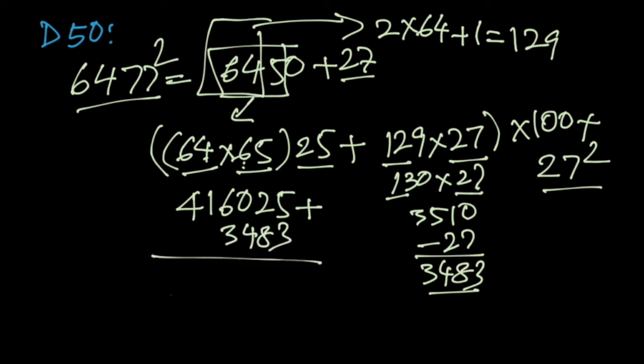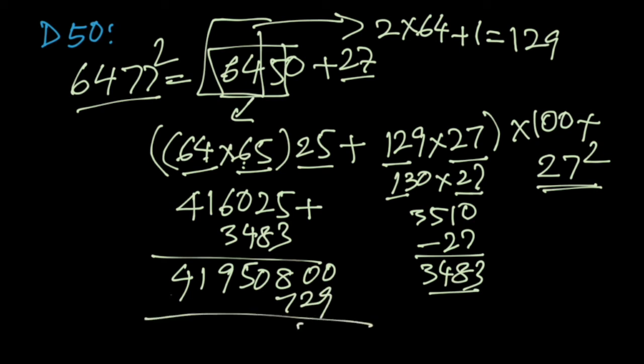So, we add 3483. So, this becomes 805914 and 2 zeros here, and this is 729. So, we have 291559. Now, let us do the last case of 4 digit numbers, which is greater than 7500.